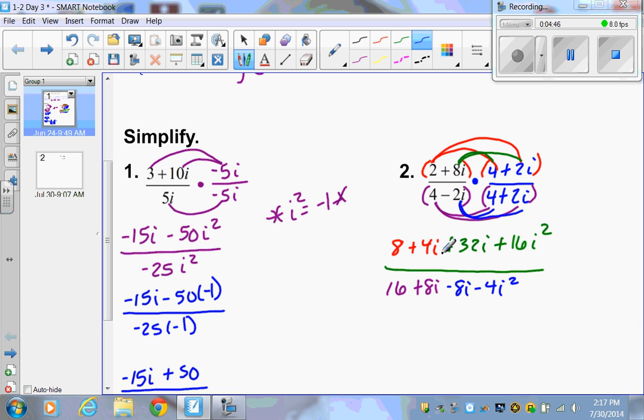Let's do some simplifying. So we have 8. Go ahead and collect like terms here. So 4i and 32i is going to give me 36i. This is really 16 times -1. On the bottom, you have 16, positive 8i, negative 8i. They're going to cancel. And then you have a negative 4i squared. So that's going to be negative 4 times negative 1.